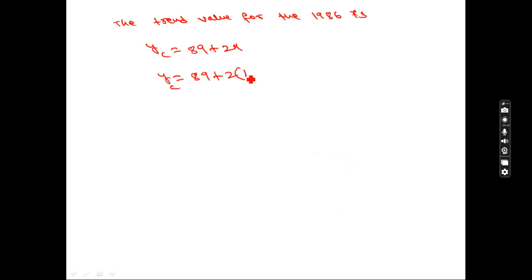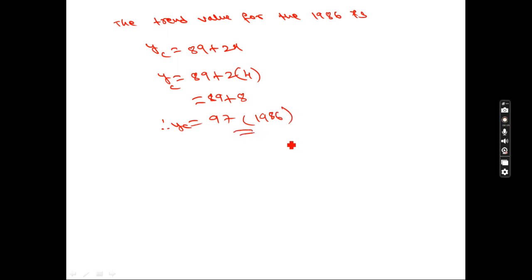So here I am taking 4. So it will become 89 plus, 2 fours are 8. It is becoming 97. So therefore YC, this is the trend value for the year 1986.